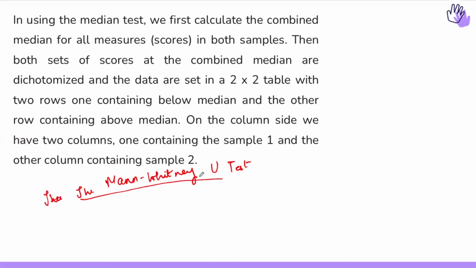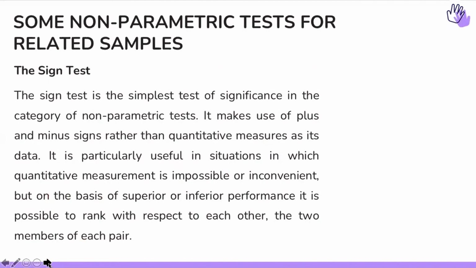So it is basically a more useful test than the median test, and it is a useful alternative to the parametric t-test when the parametric assumptions cannot be met and when the measurements are expressed in ordinal scale values. Now let us study some non-parametric tests for related samples.